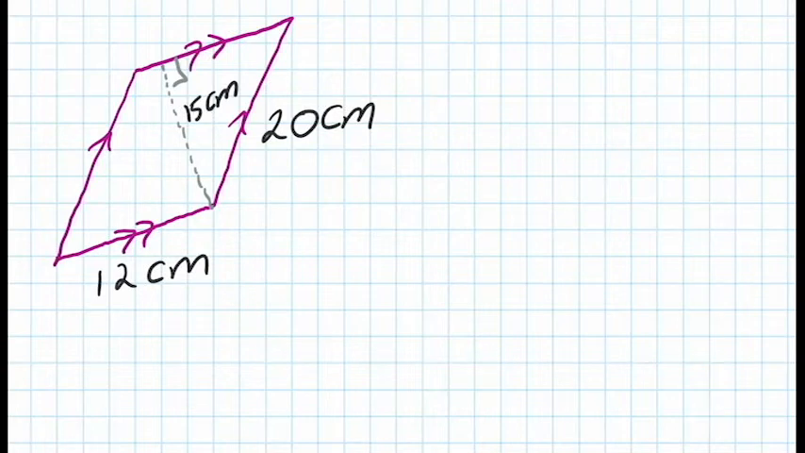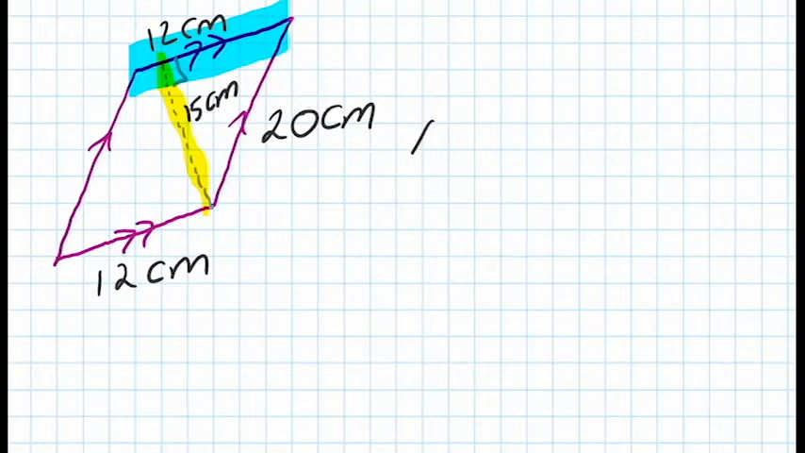So to work it out, you can see clearly this line is perpendicular to this line here. There you go. Now, because this is 12, the bottom here is 12, and this is also 12 centimeters, because opposite sides of parallelograms are equal. Just keep that in mind for me.